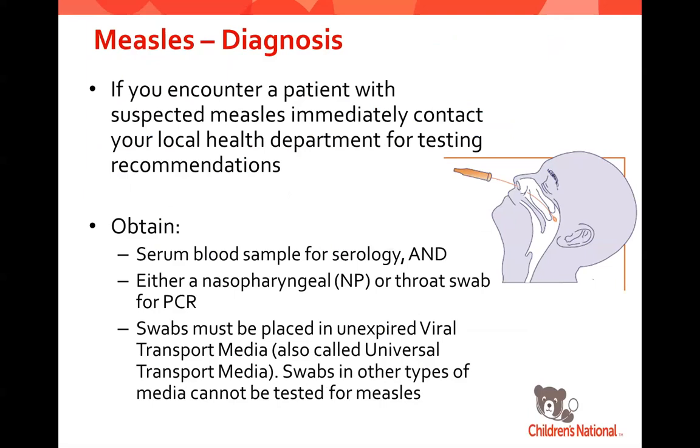We're not trying to go in just the front part of the nose. We really need to go back there. Just swabbing the front part of the nose is going to help us pick up, for example, Staph aureus that people are colonized with, but not the measles virus. So we really want that swab to get back into the nasopharynx.